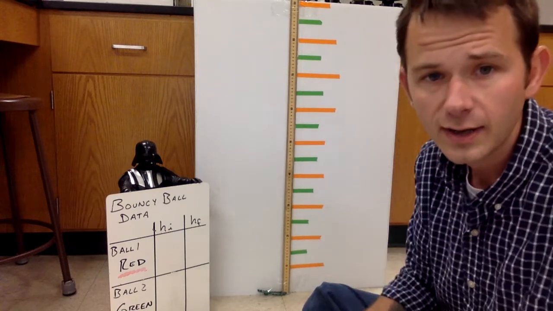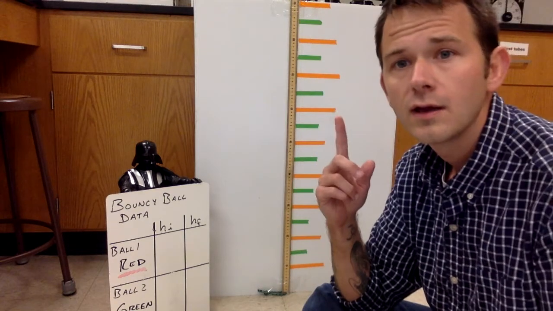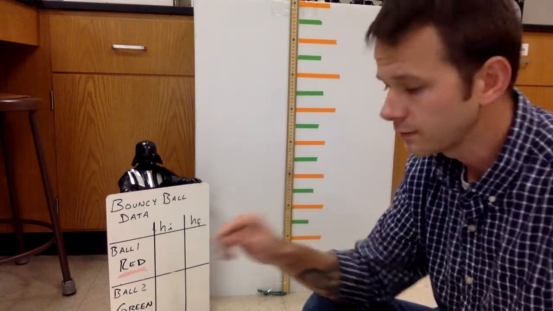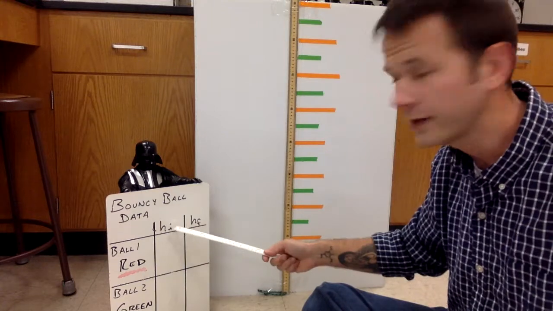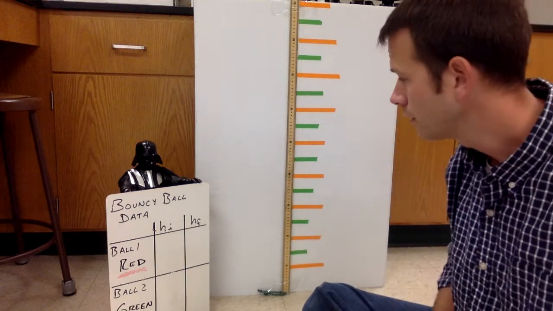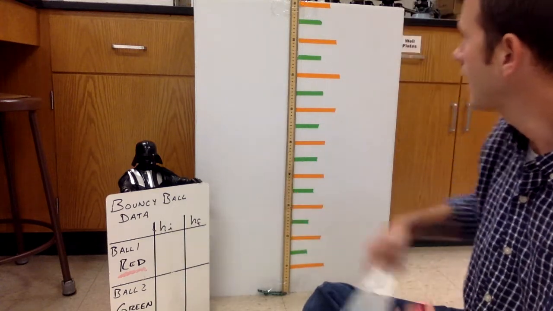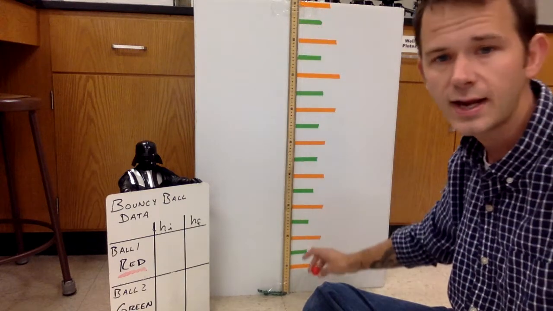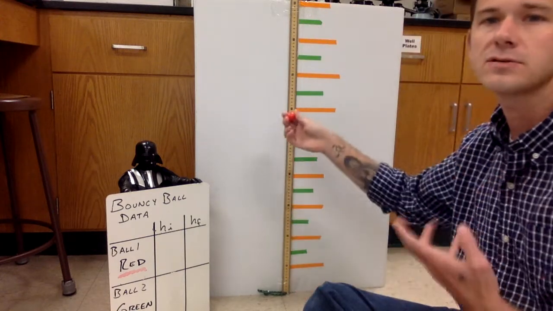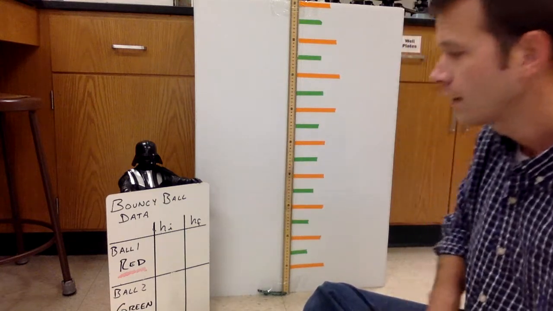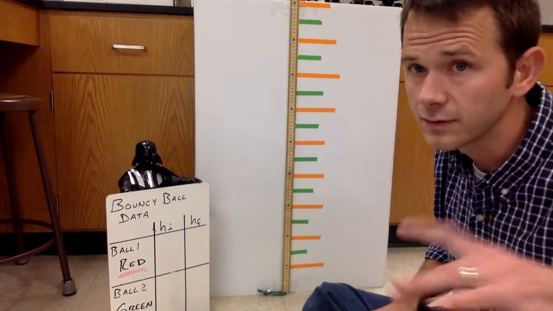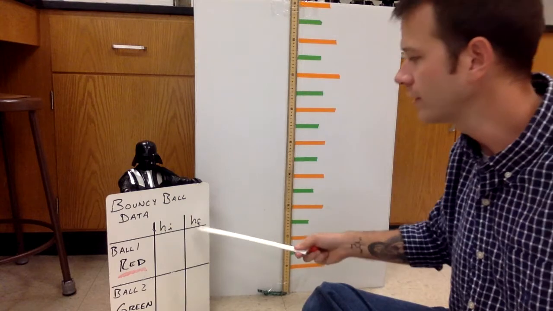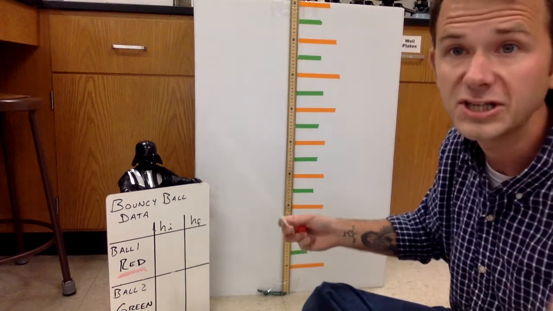So the idea behind this is we're going to drop it at an initial height. I labeled that HI here. It's going to fall. All the potential energy becomes kinetic, hits the floor, and bounces back up to a level. That level is going to be hard to pinpoint, but we're going to label our final height, HF.